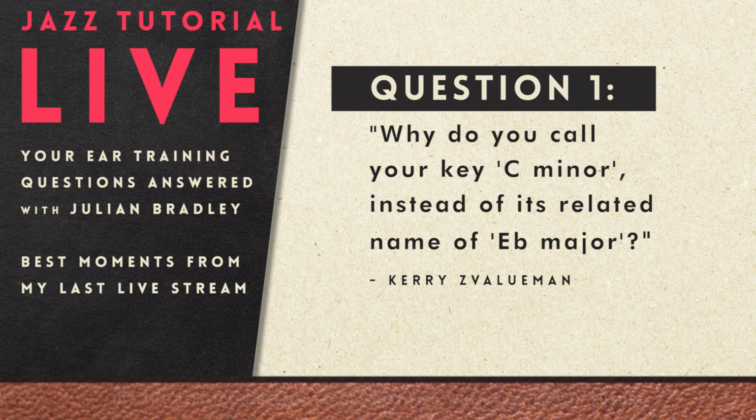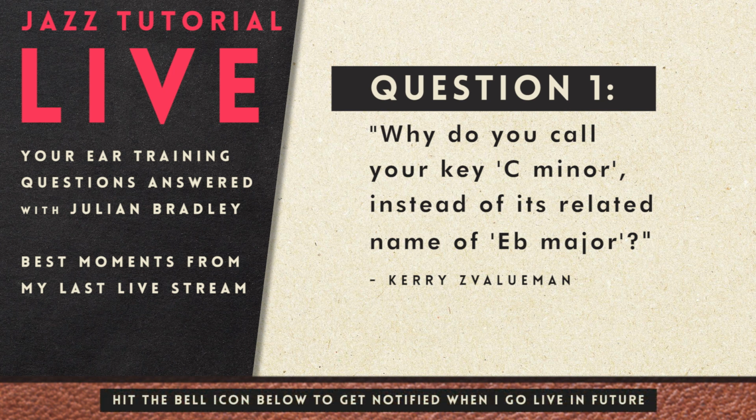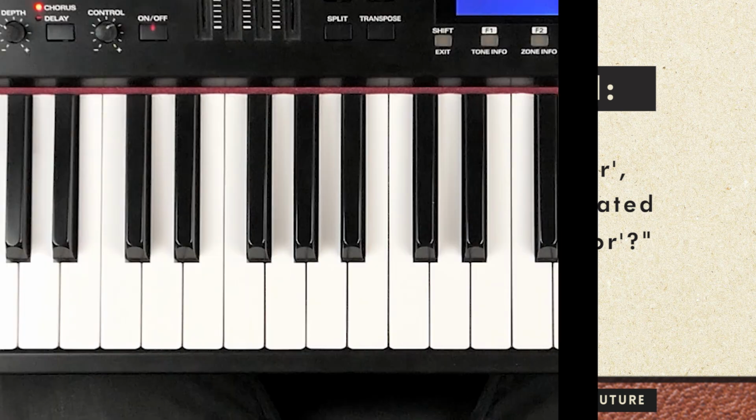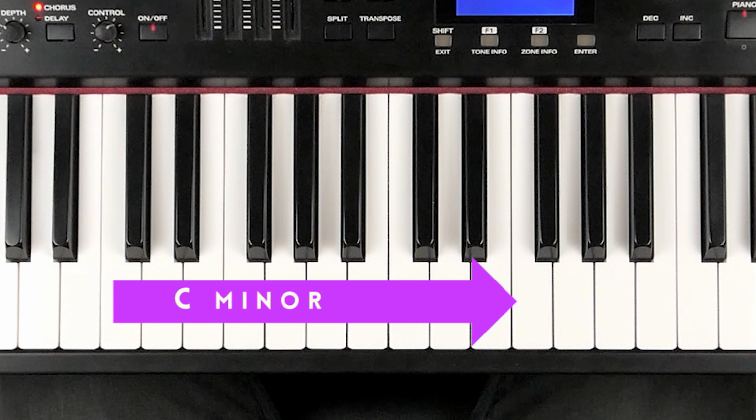So Kerry's asking, why do I tend to call my key C minor instead of its related name of E flat major? Okay, so I could talk about this one for a while, but I think more in terms of the minor scale more than the relative major scale. There is a reason for this, which is that when I'm looking at the piano keyboard, I like to view everything from the bottom note going up to the right, so that I can see everything above the note of C if we're in our key of C minor.